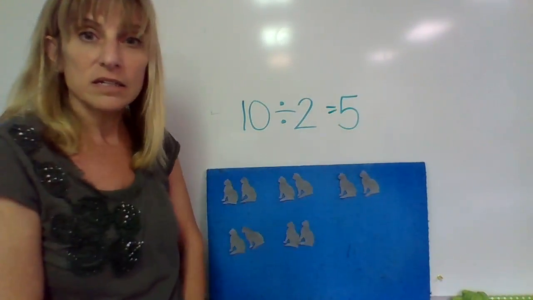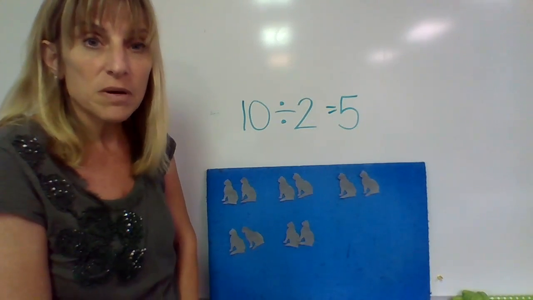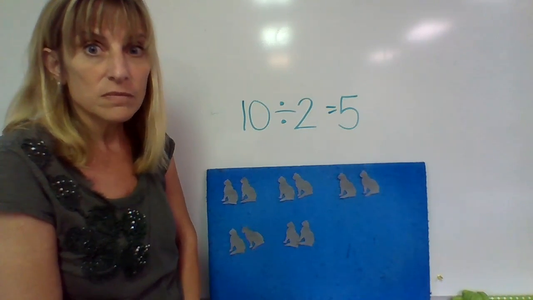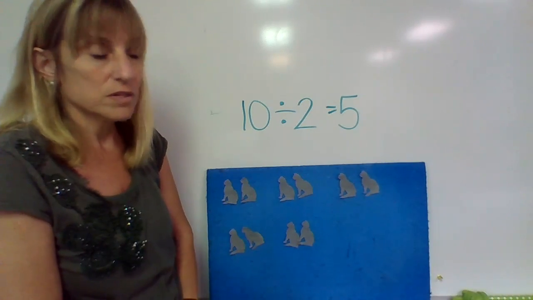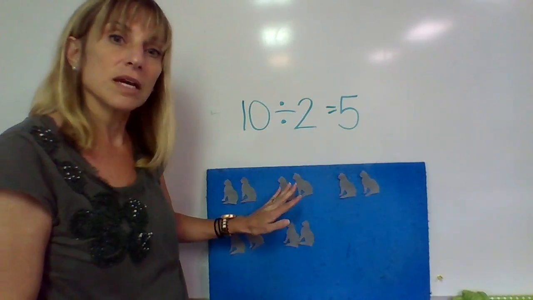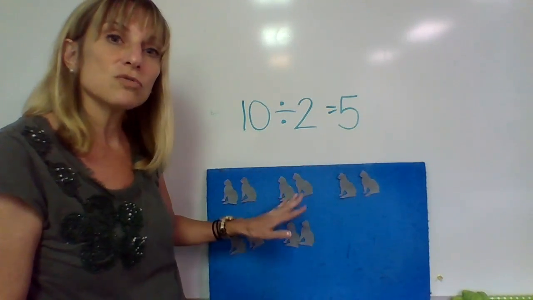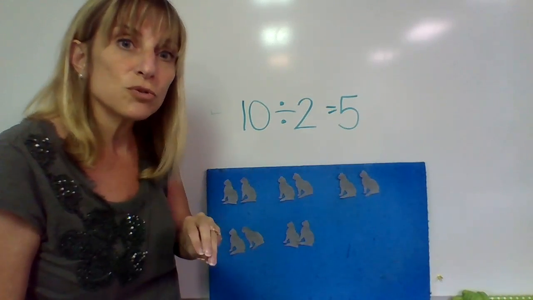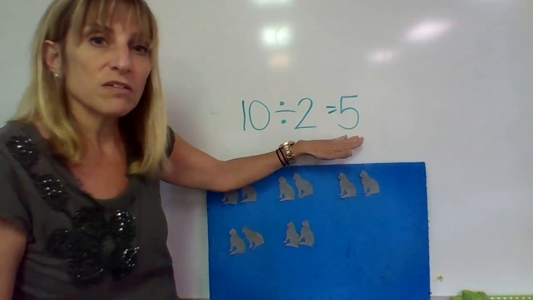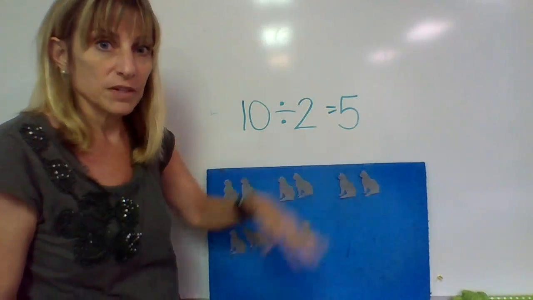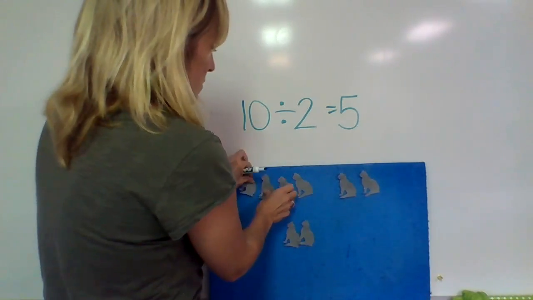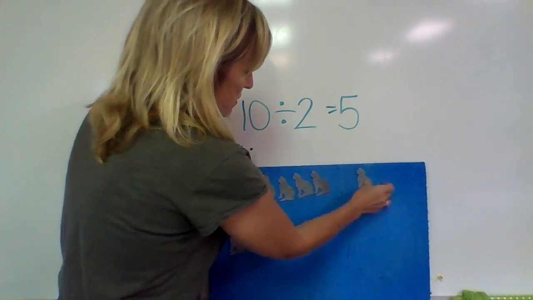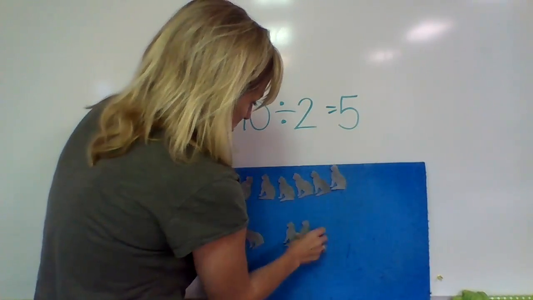So 10 divided by 2 equals 5. So that means if I have 10 of something and put them into groups of 2, I'm left with 5 groups. Okay? So let's do it again with, let's see, put all my cats back together.